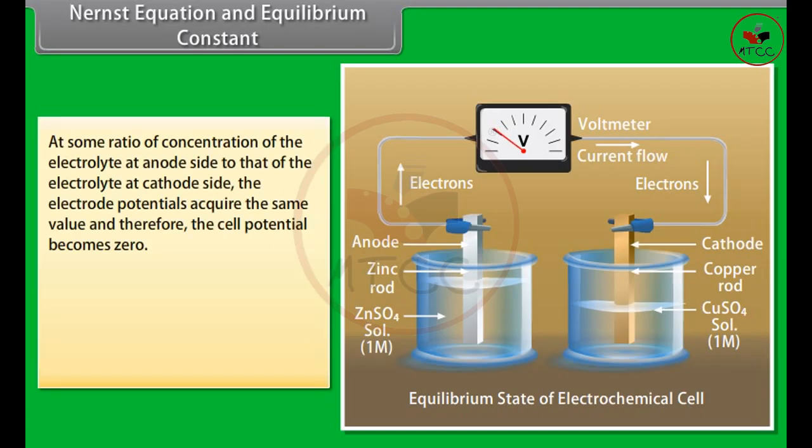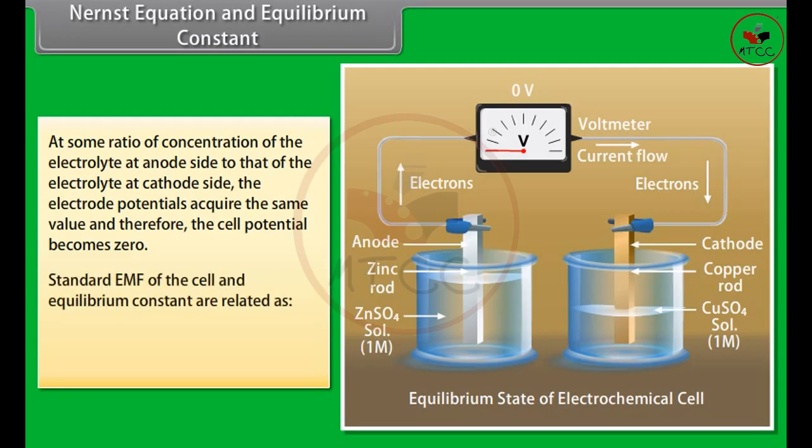Ultimately, at some ratio of concentration of the electrolyte at the anode side to that of the electrolyte at the cathode side, the electrode potentials acquire the same value and therefore the cell potential becomes zero. At this stage, the electrochemical cell stops working and the cell is in a state of equilibrium. By knowing the standard EMF of the cell, the equilibrium constant for the cell reaction can be calculated as E° cell = (0.059/n) log Kc.